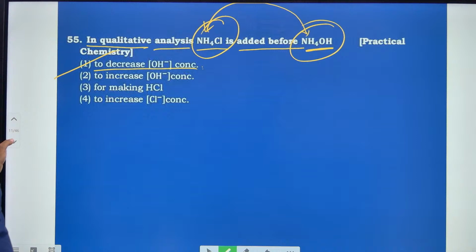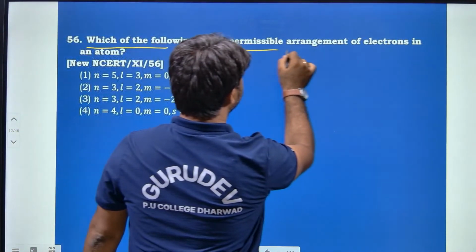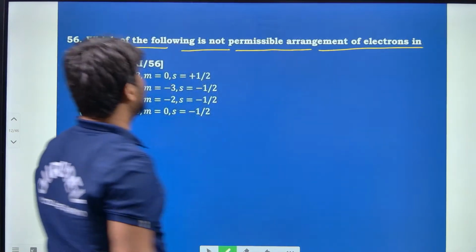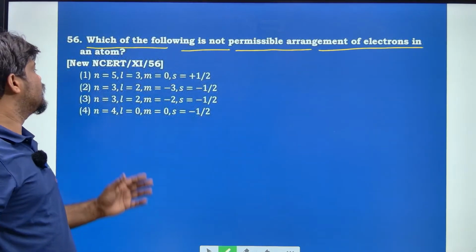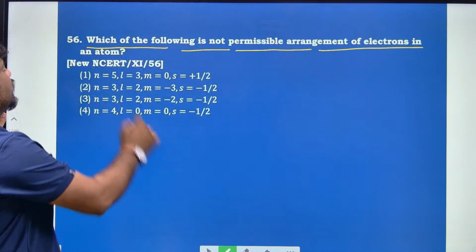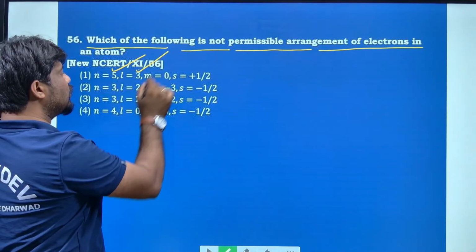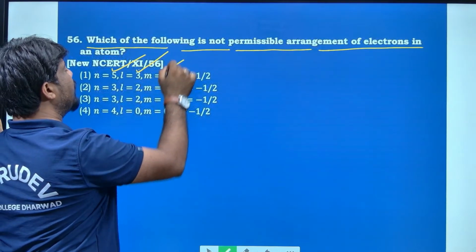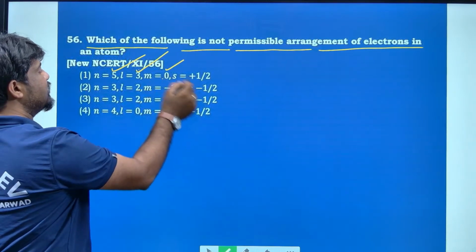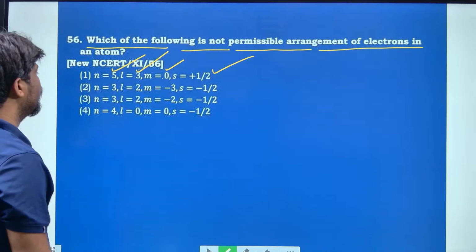Well, go to the next problem. Which of the following is not a permissible arrangement of an electron in an atom? This is a question based on quantum numbers. If n is equal to 5, then l is equal to 3. If l is equal to 3, then m may be minus 3 to plus 3. So m is 0 here and s is plus half. Of course it can form. Go to the next one.